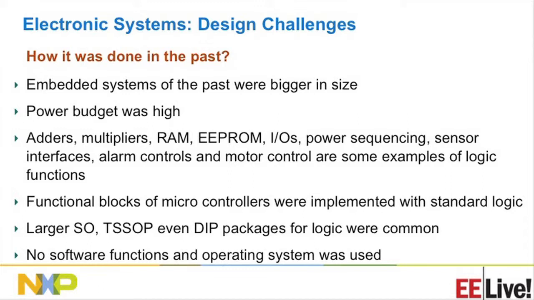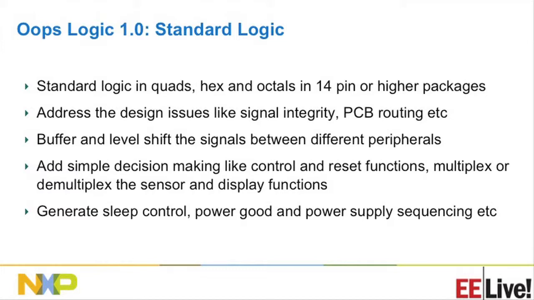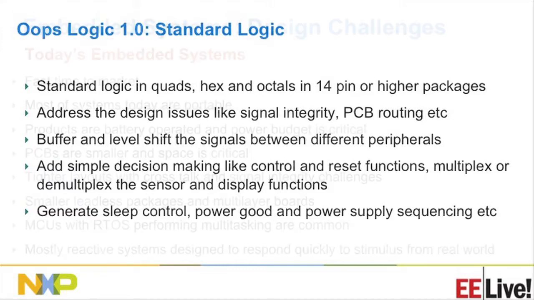The systems were bigger, the packages were bigger, and most of the popular packages were even DIP, TSSOPs and SOs. And as I said, the standard logic offered was in quads, so you would find 4 functions, 6, maybe 8 in one package, right? We would be addressing the design issues like signal integrity, PCB routing, in addition to the core functions that were done by logic at that time. So popular functions back then were buffers, level shifters, and some simple decision making like control and reset functions. That is still not changed as of today.